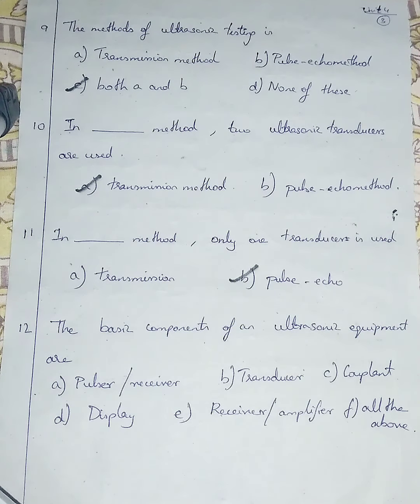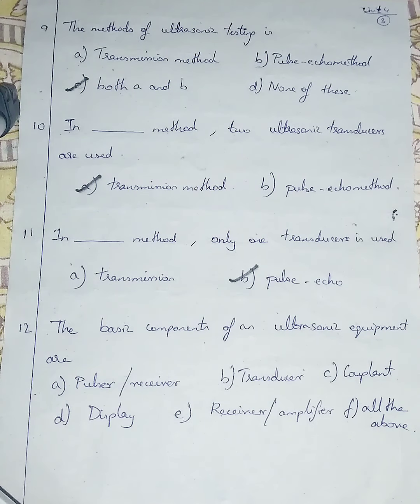Question number 12. The basic components of an ultrasonic equipment are. Option A is pulsar or receiver. Option B is transducer. Option C is couplant. Option D is display. Option E is receiver or amplifier. Option F, all the above.